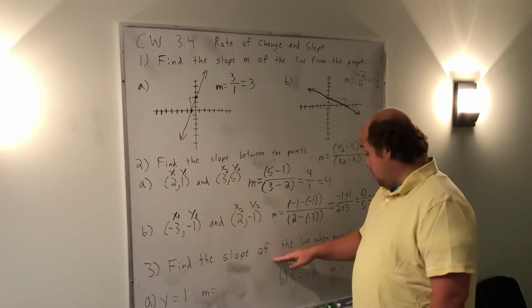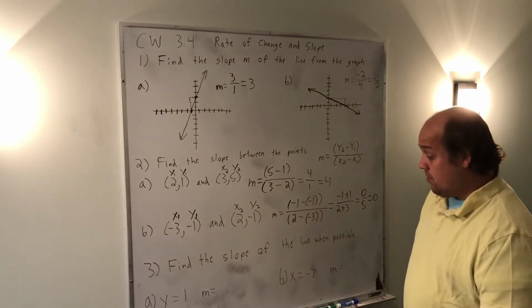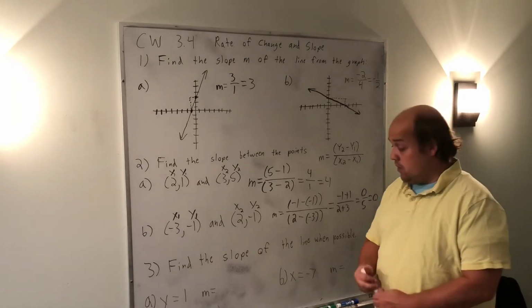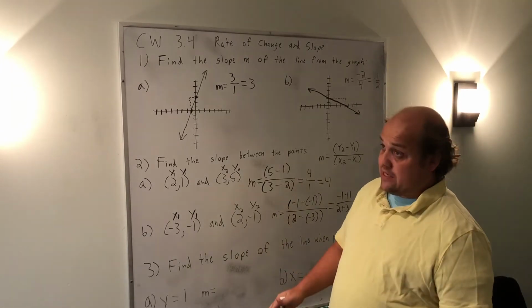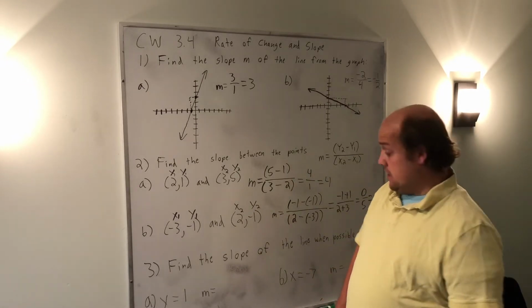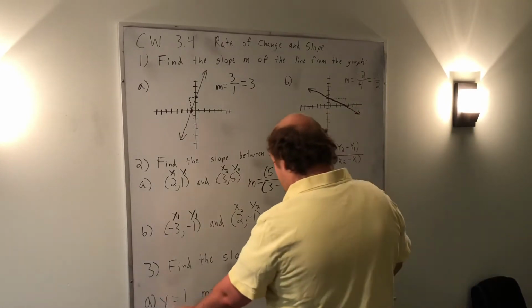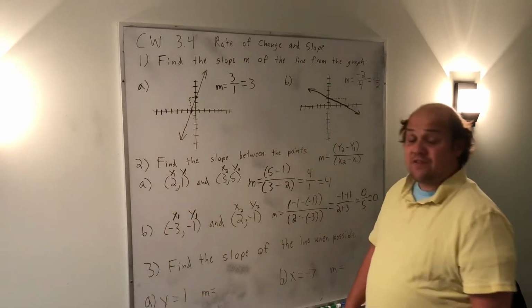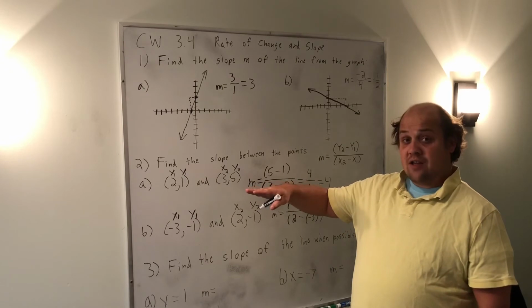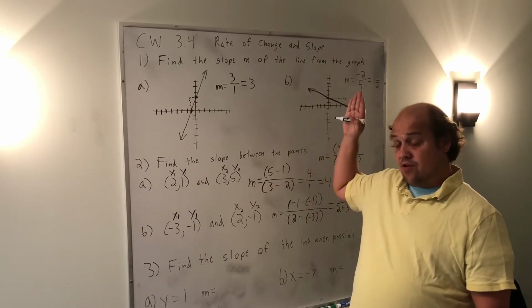So here when we're finding the slope of these lines in number 3, we have to take that into account. If we have a horizontal line, we can jump and say the slope is 0. If we have a vertical line, we can jump and say the slope is undefined. So we just need to remember y and x, which one is horizontal and which one's vertical. Y is a horizontal line, x is a vertical line.